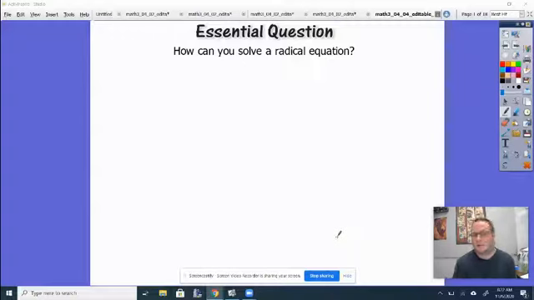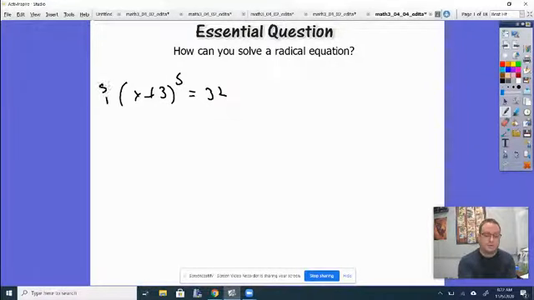Hey everybody, today we're going to be looking at 4.4, which is solving radical equations. So before, when we had some problems, remember if we had something like x plus 3 to the fifth equals 32, we could solve this by taking a fifth root of both sides, and then that canceled these out for us. It was really nice because it worked nicely for us.